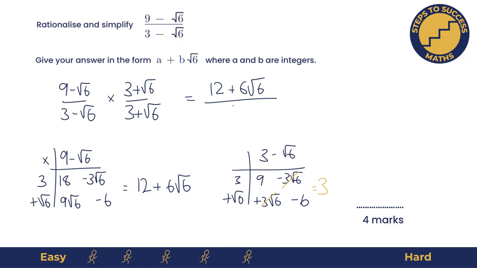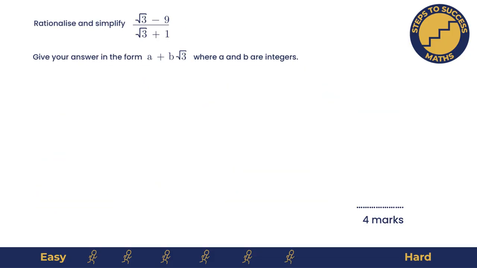Now we can divide it by 3 so that each term has that divide 3 in it. So 12 divided by 3 is 4. 6 divided by 3 is 2. 4 plus 2 root 6. It's in the form we're supposed to get it, and we know we've rationalised it because we don't have a surd on the bottom.